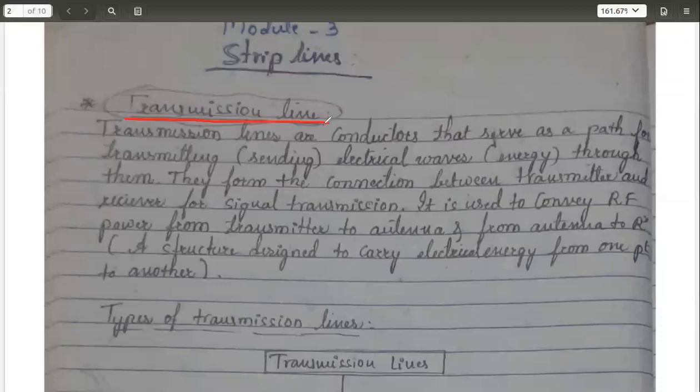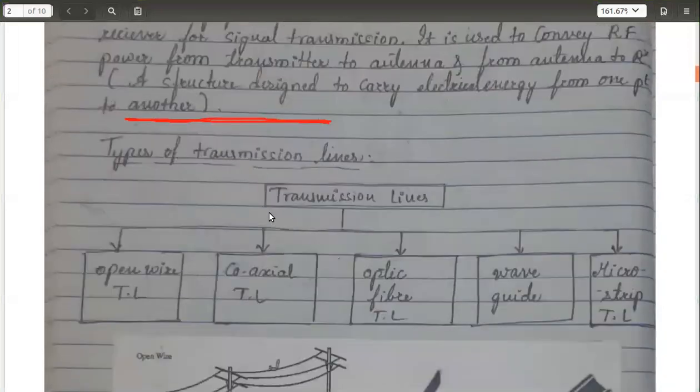What is a transmission line? We have discussed already. So we have already started the introduction part, that is, what is a transmission line? We have seen the different types of transmission lines. In general, we have open wire transmission line, coaxial transmission line, optical fiber transmission line, then waveguides. They act as a transmission line, microstrip transmission line.